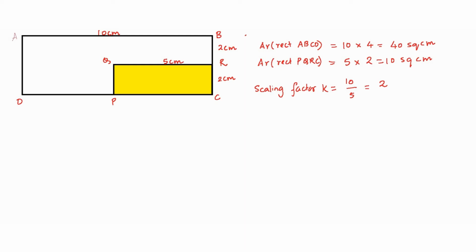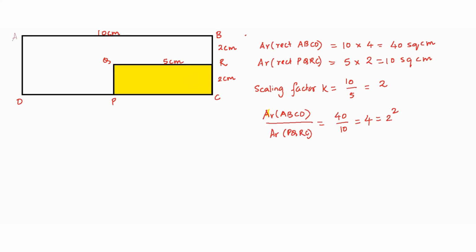Now let's find the ratio of the areas. The area of rectangle ABCD divided by the area of rectangle PQRC is given by 40 divided by 10, which is 4, and 4 is nothing but the square of 2, right? So the ratio of the areas is the square of the scaling factor. That particular idea has been proved in this problem.